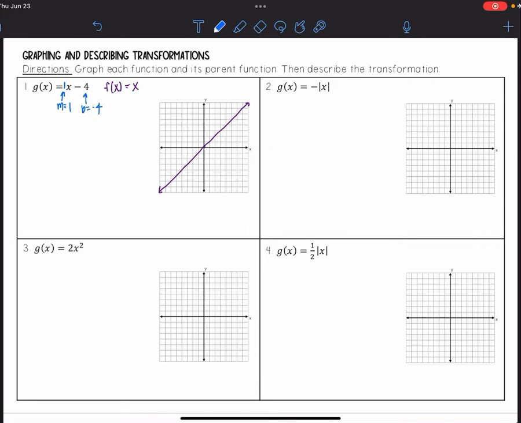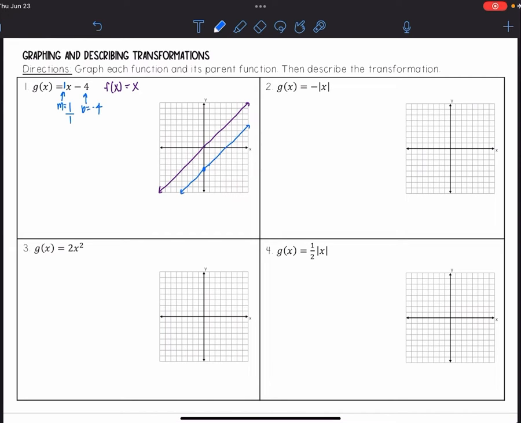So if you remember back to Algebra 1 to graph a line, I'm going to start at my y-intercept, which here is negative 4, so I'm going to go down 4 on my y-axis. And then my slope is 1, or in other words, 1 over 1. So that means I'm going to go up 1 to the right 1. And then I can also go the other direction by going down 1 to the left 1. And so I get these two lines. So I graphed them. Now I need to describe the transformation.